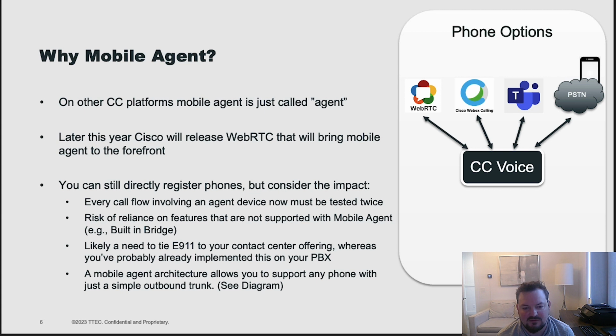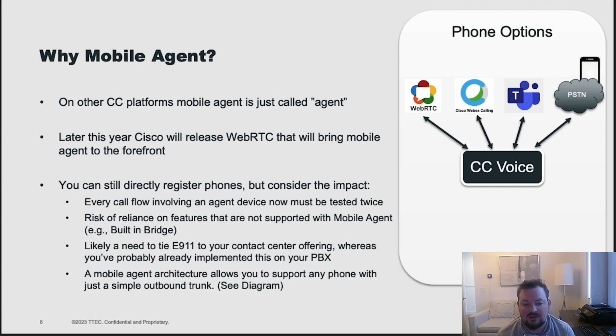I'm not saying that you can't still directly register phones. It's obviously a capability of the product. But what I want you to do is consider the impact when you do that. If I have both a mobile agent flow as well as this traditional method of registering devices directly into the environment, now every call flow I have involving an agent device has to be tested twice. You naturally will have a risk of reliance on features that are not supported with mobile agent. So for me, I turn off built-in bridge on my UC side.